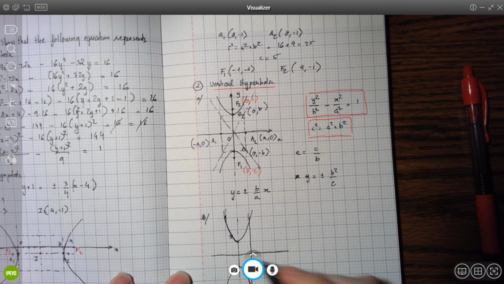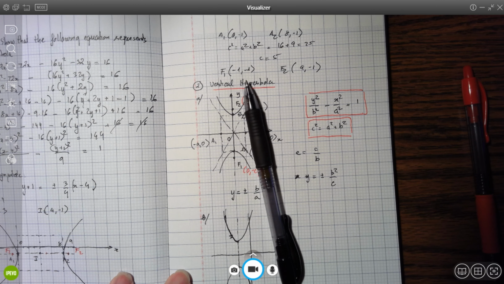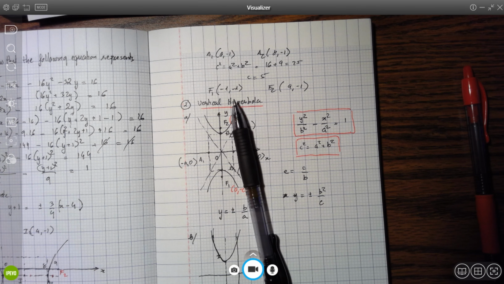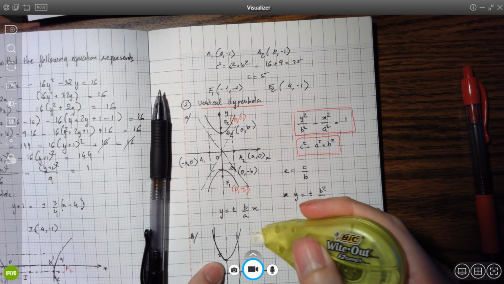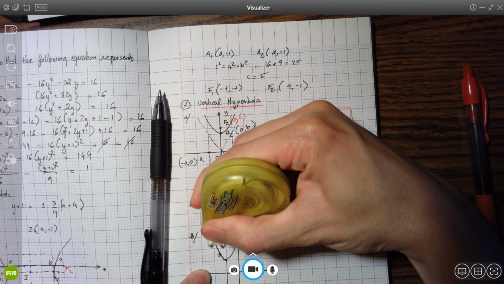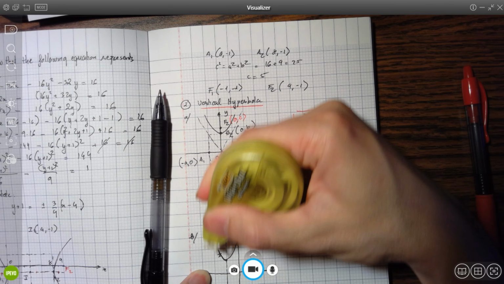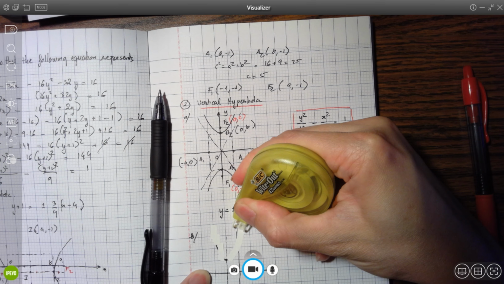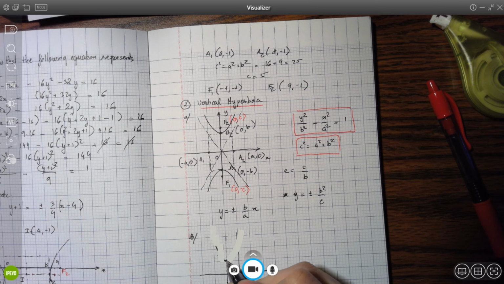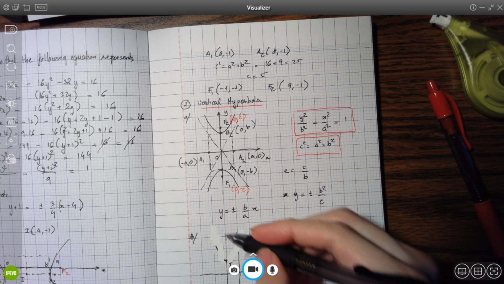So this is wrong, I drew the wrong one. Let me get the eraser, because this is the center already, so I need to move up. So this is the center, so it must be like this.